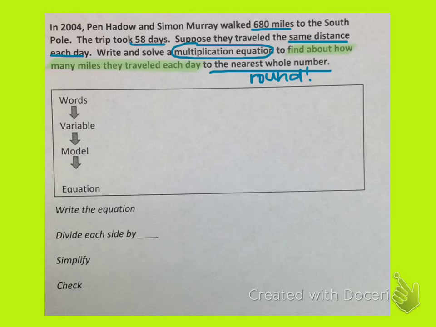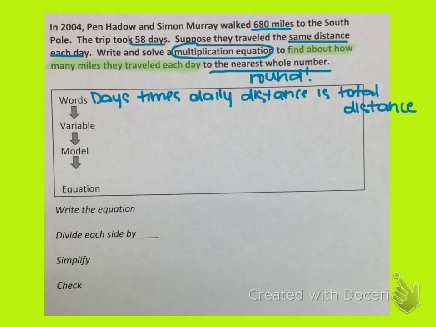So of course, the first step is to write the most important words from the problem. So let's go ahead and do that. I wrote days times daily distance is the total distance, because the number of days times how far they went each day will give us the total distance. Now we need to define a variable. I'm going to choose D for distance, for the daily distance.